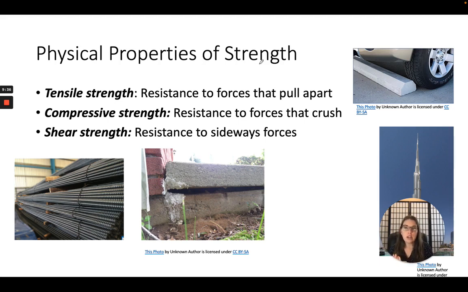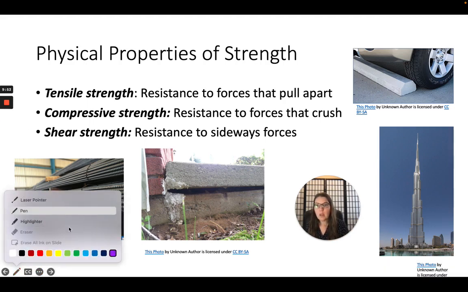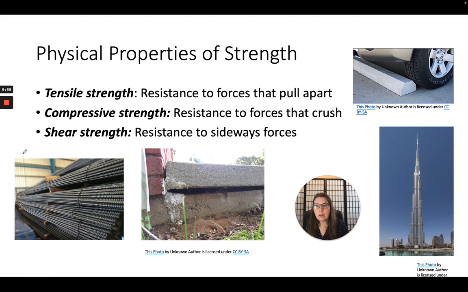So tensile strength is resistance to forces that pull apart. I like to use hand motions to show this. So tensile strength is resistance to pulling apart like this. And an example of that is rebar, which I'm going to write right over here. Oh, I need my pen back here. So rebar is usually made of steel, and they are long pieces of steel that are often used in construction and things like that. And they have very high tensile strength. They're not easily pulled apart.